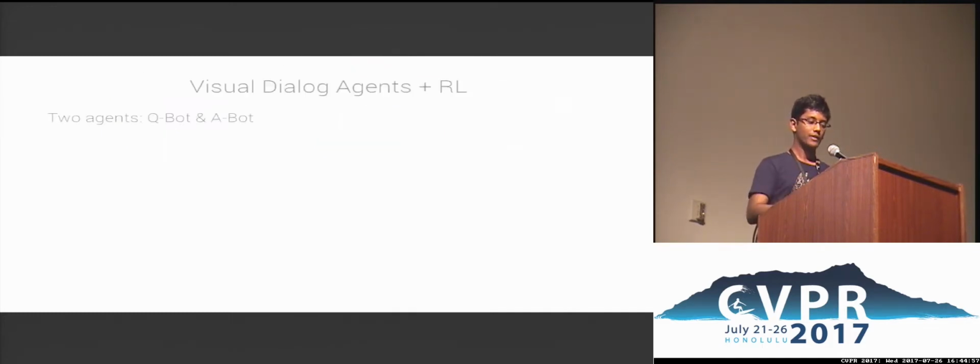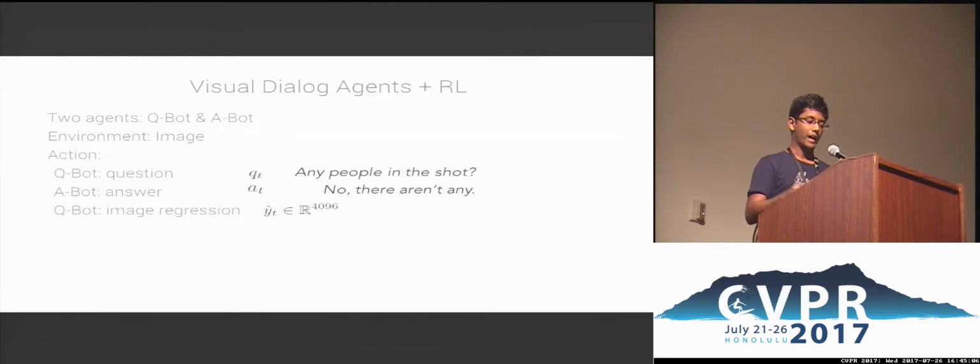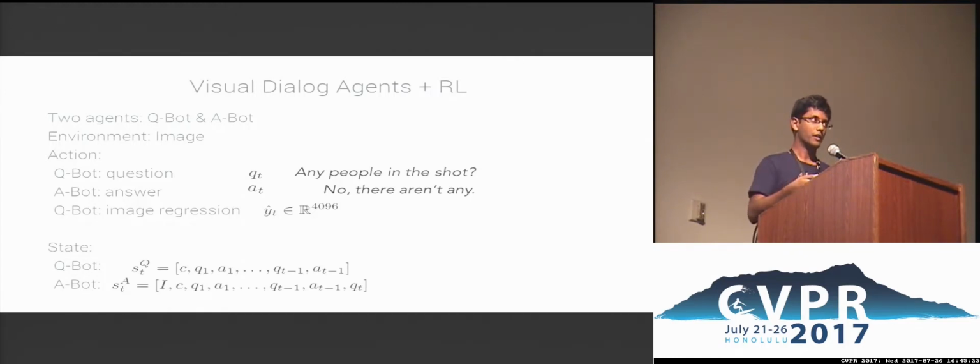And more concretely, the setup is that there are two agents, QBot and ABot. The environment is the image, from which the reward is derived. And the action space is that QBot is generating a question, ABot is generating an answer, and additionally, QBot is also making a prediction of the image feature vector. This is a regression prediction that QBot is additionally making at the end of every round of question answer. And the state for QBot and ABot consists of previous rounds of dialogue history, and ABot additionally has information about the image.